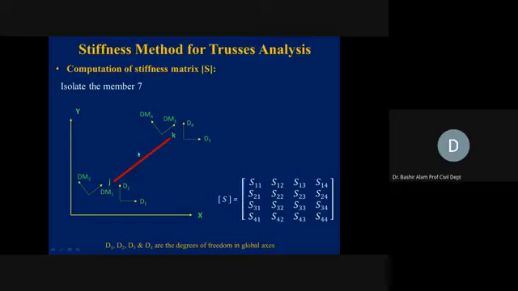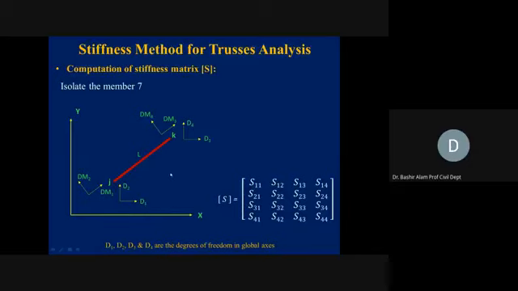What will be the order of the stiffness matrix we are finding out in the local coordinate system? It is going to be 4 cross 4. Why 4 cross 4? Why not 3 cross 3? 4 cross 4 because the kinematic indeterminacy of this element is 4: DM1, 2, 3, and 4. And the same is the case for D1, D2, D3, and D4, which is the global coordinate system.